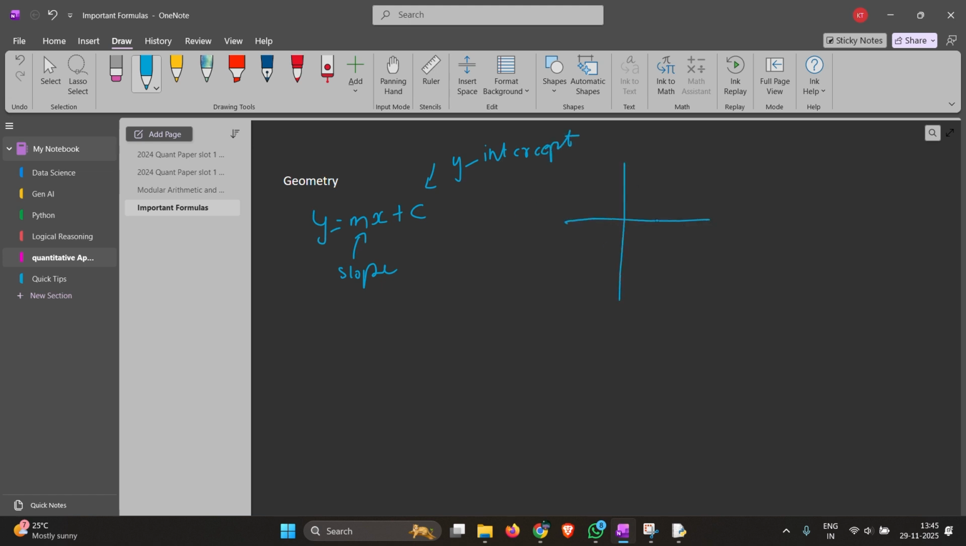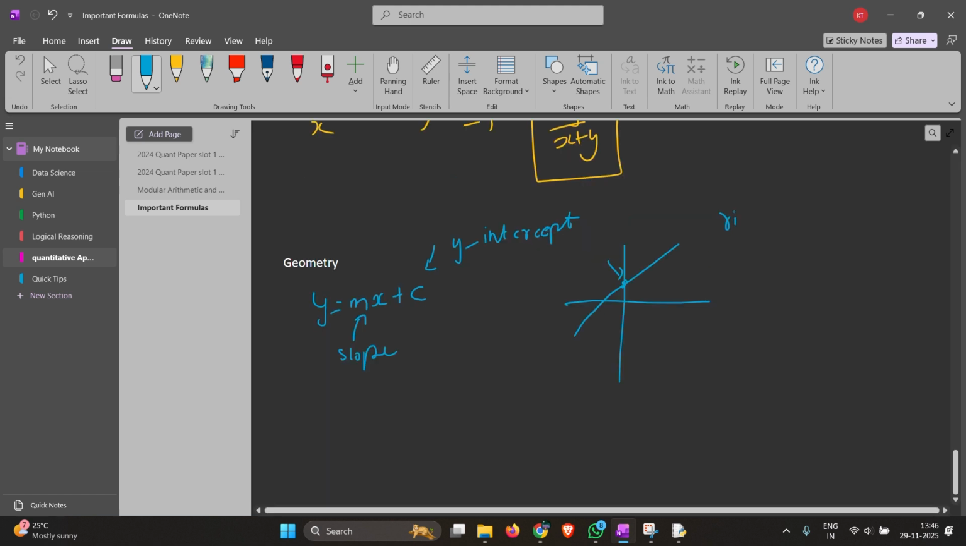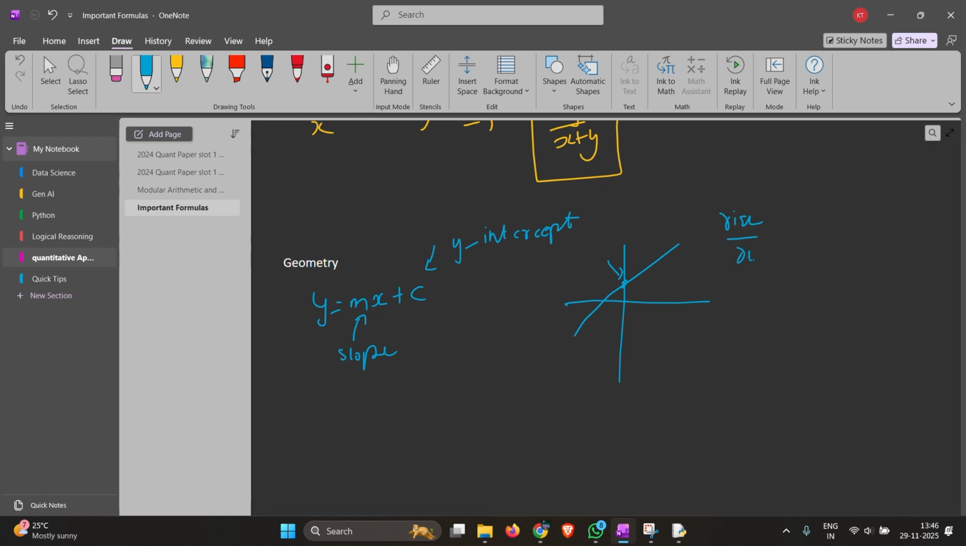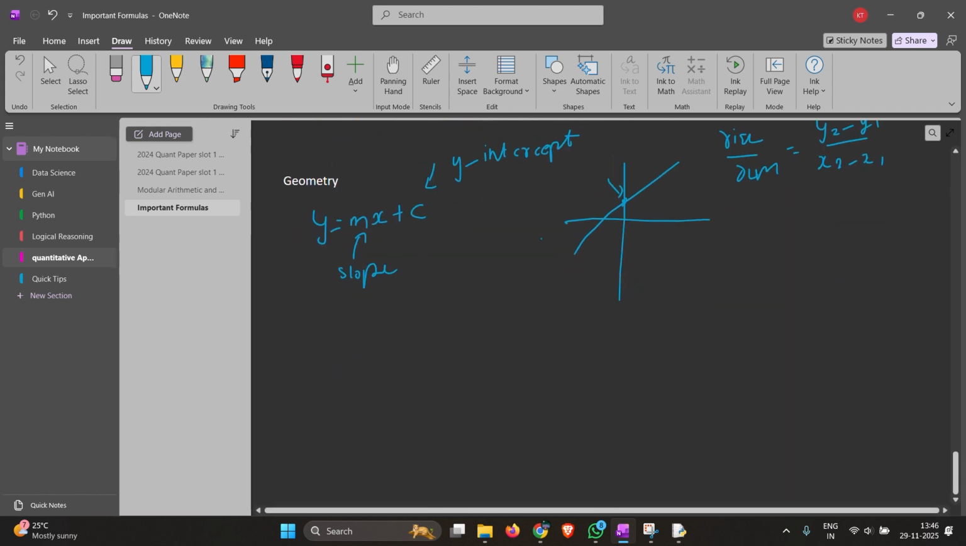So if we have a coordinate plane like this, and this is the line, the value of y at this point is the c, and m is nothing but the slope, and slope is just rise over run. Rise is the difference in y, so y2 minus y1 for any 2 points on this line, upon x2 minus x1. So this would give you the slope. So this is the basic equation for a line.